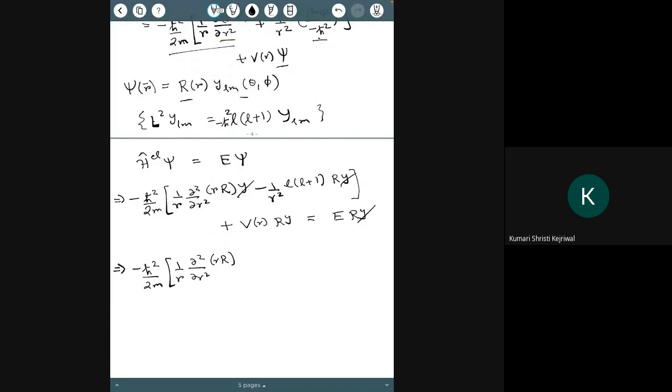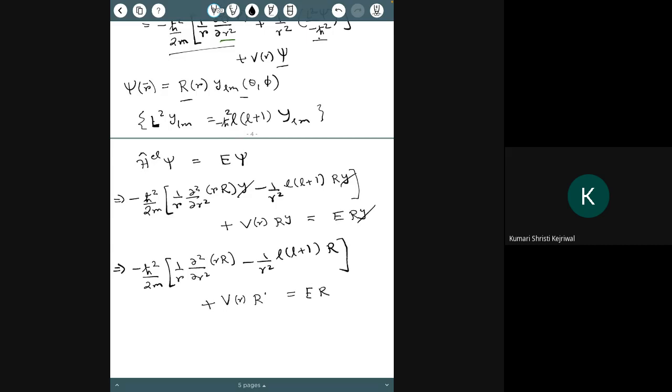Now I get only the radial equation, and then I have 1 by r squared l into l plus 1 into R, plus V into R, which is equal to E R. And this is now what we want to solve.